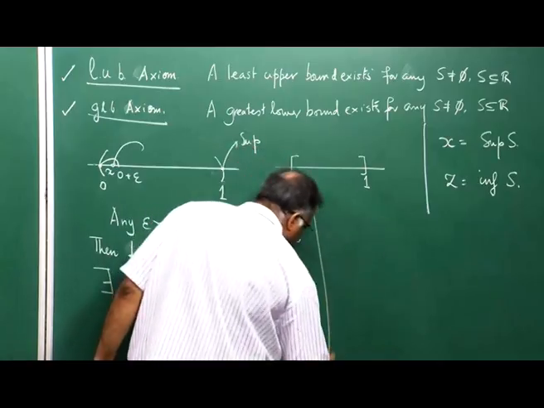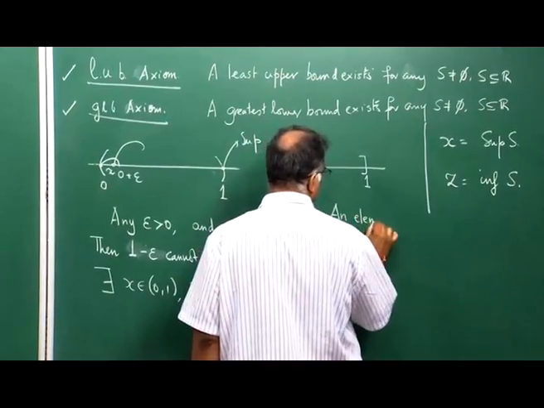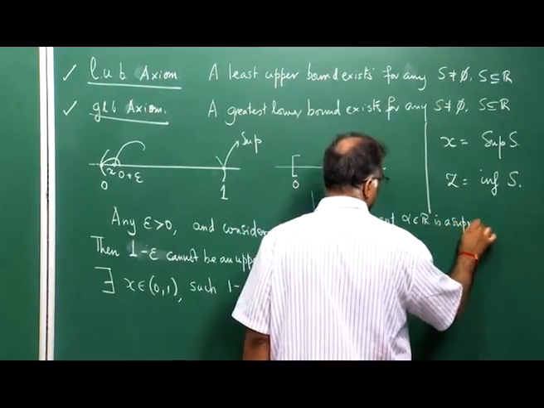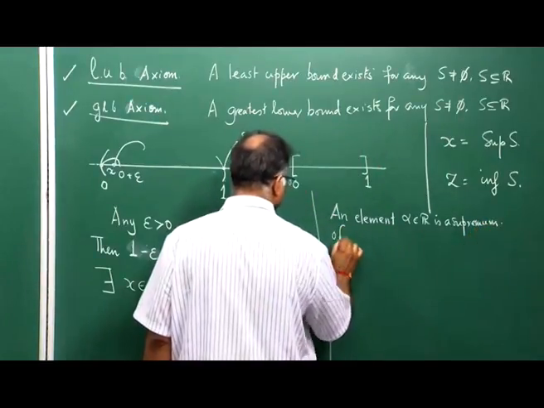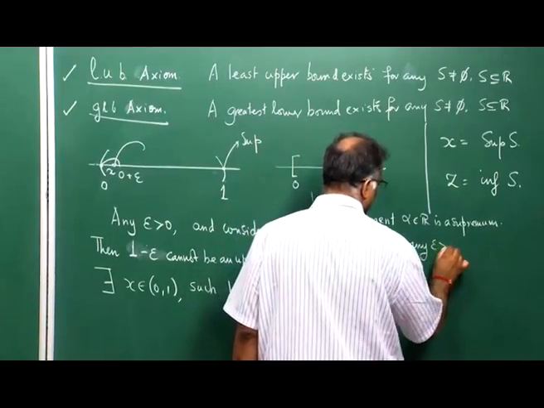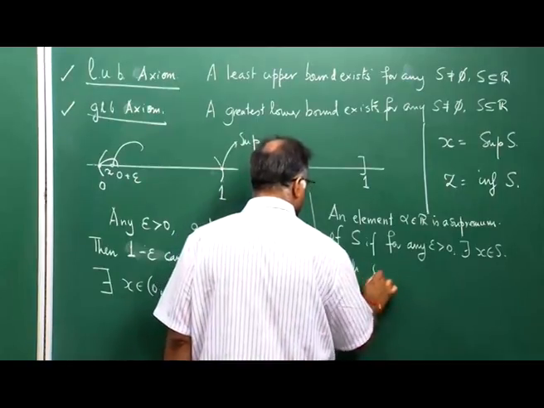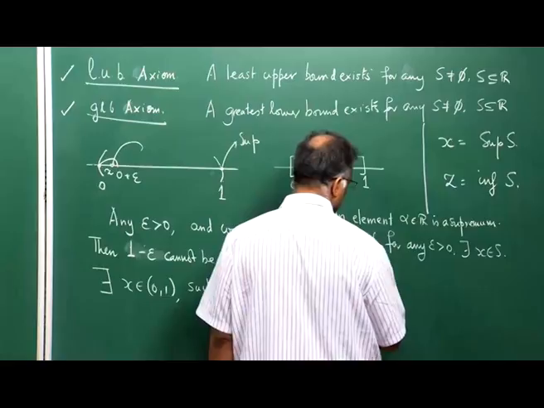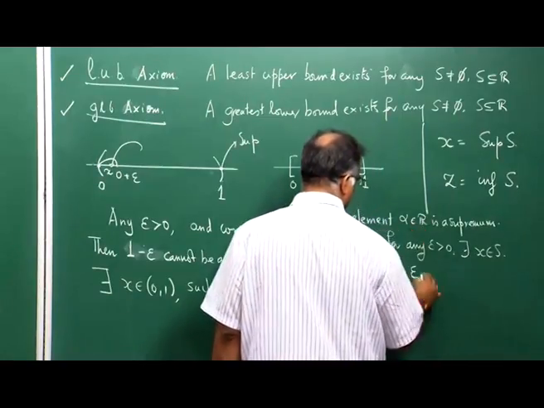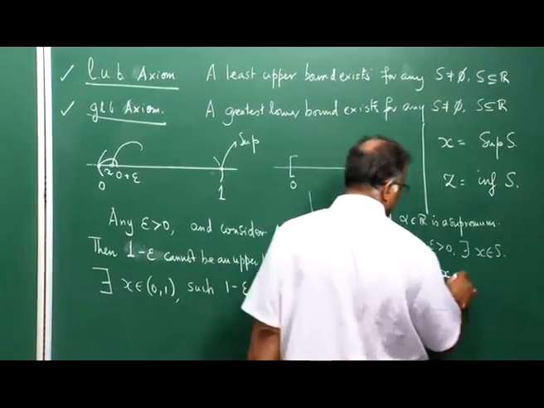So, what is the general way of writing this? An element alpha of R is a supremum of S if for any epsilon greater than 0 there exists x element of S such that alpha minus epsilon, so you reduce the alpha, cannot be an upper bound, hence it will be strictly less than x, and this is less than or equal to alpha.